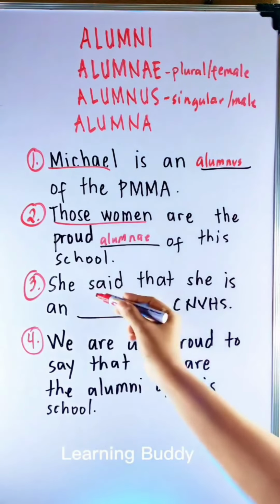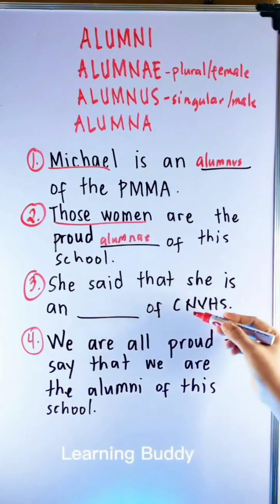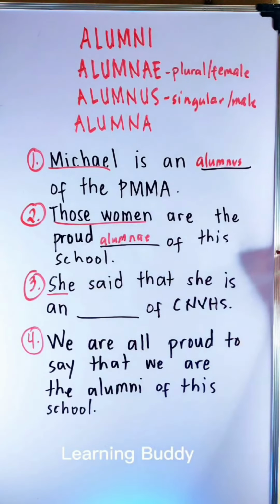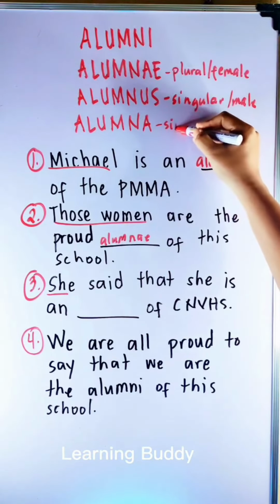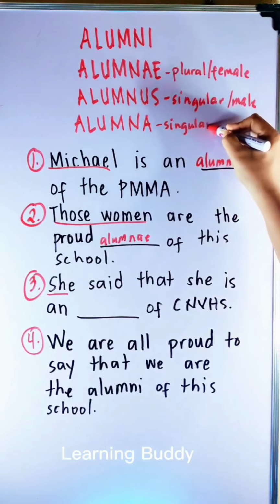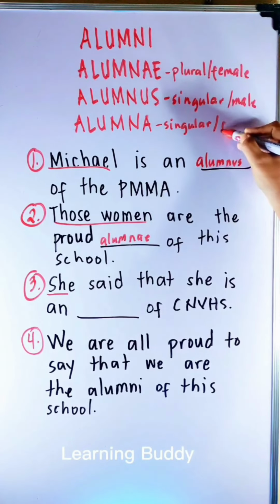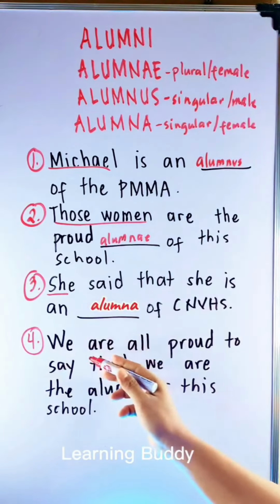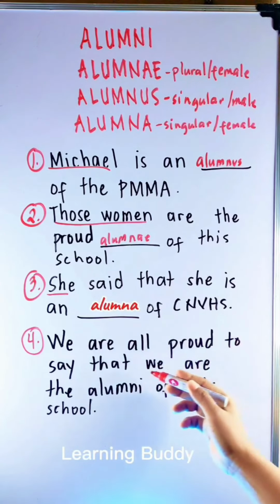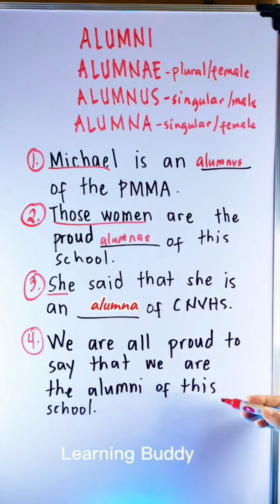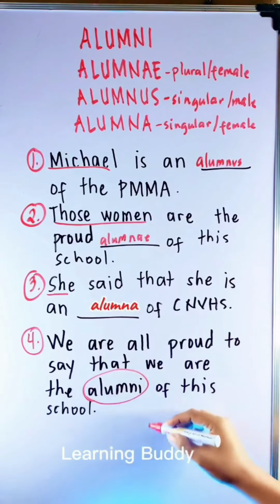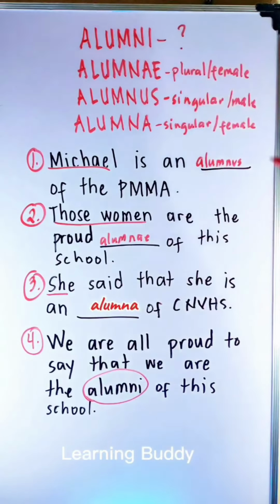Number 3, she said that she is an blank of CNVHS. She, singular, female. Alumna. She said that she is an alumna of CNVHS. How about number 4? We are all proud to say that we are the alumni of the school.